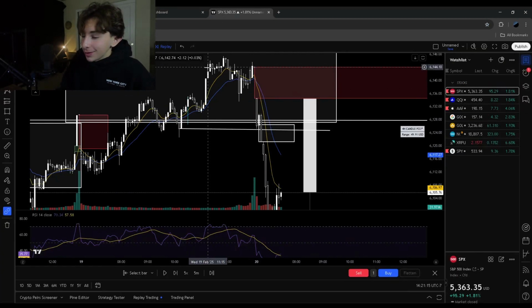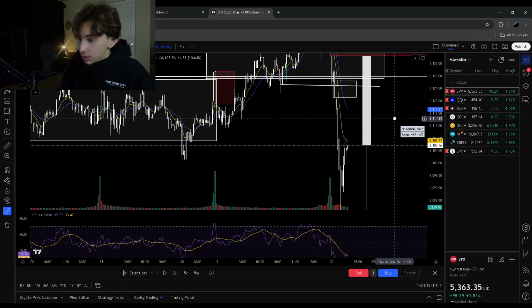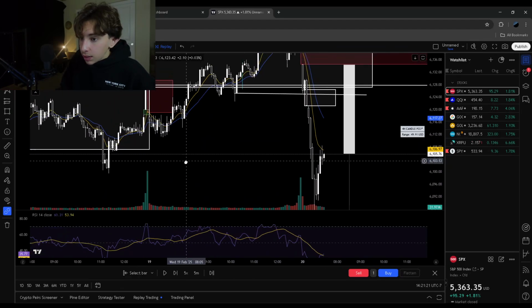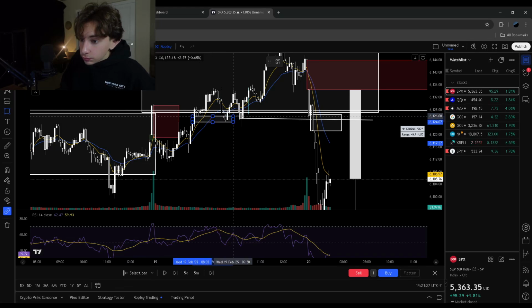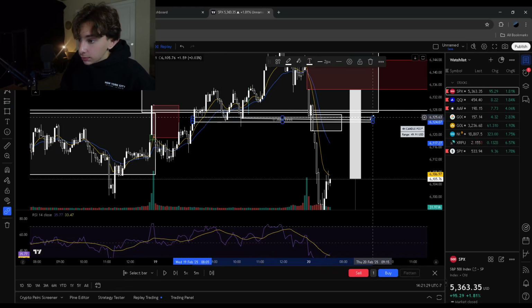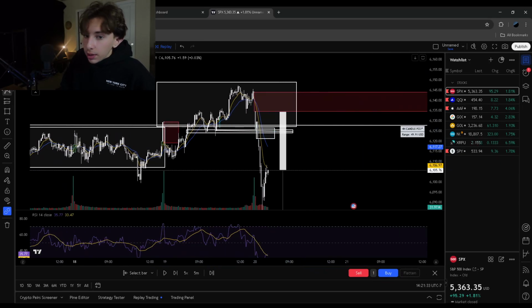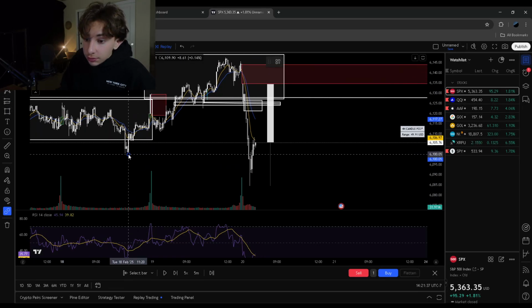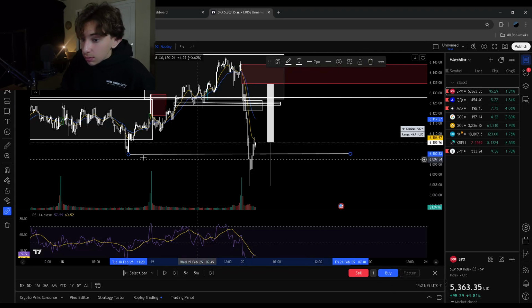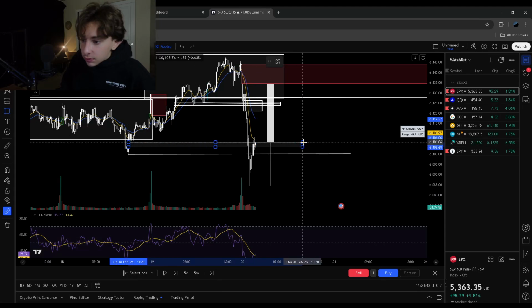Third step, enter on inverse fair value gap. What we're looking for is the market to inverse on a fair value gap. It doesn't matter where you are, okay, this is actually perfect right here. We have one right there. We inverse right here. So essentially you could have realistically taken your entry all the way up here, or you could have been more safe and waited for this market structure shift, right? If you want to be more safe, we have another inverse fair value gap right here.